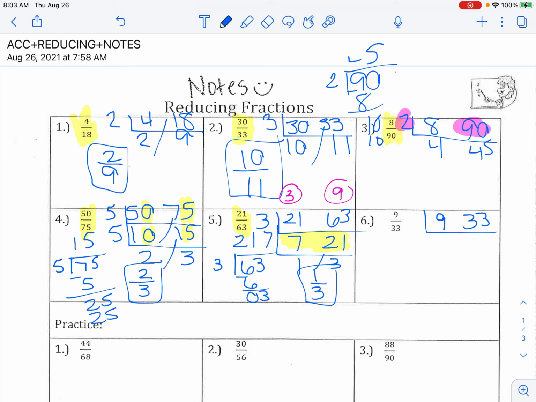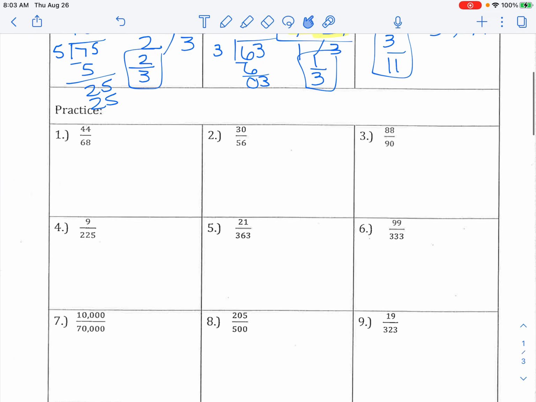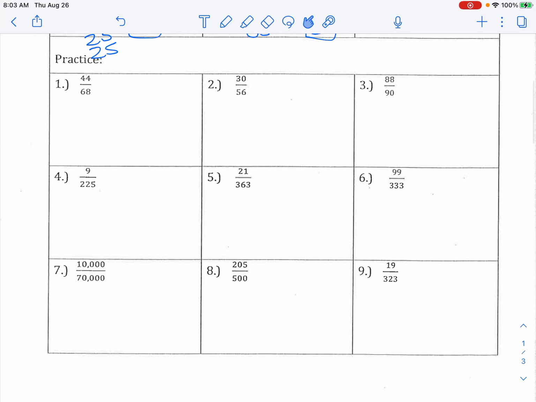9/33. Let's see. Well, I know 9 is divisible by 3 and 9. Now I'm going to add these digits together. 3 plus 3 is 6. So we've got a sum of 9 and a sum of 6. So I can't divide by 9, but I can divide by 3. So 9 divided by 3 is 3, and 33 divided by 3 is 11. So that's going to reduce to 3/11. So the rest of this page is for practice. If you want to go ahead and practice those, we can check in later during East time if you want to come see us and see how you did on your practice for your notes.